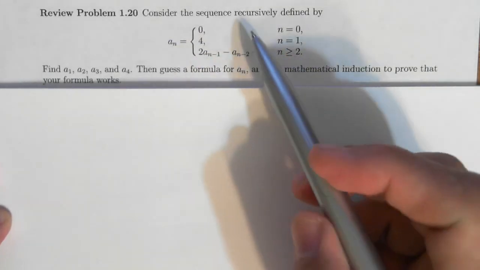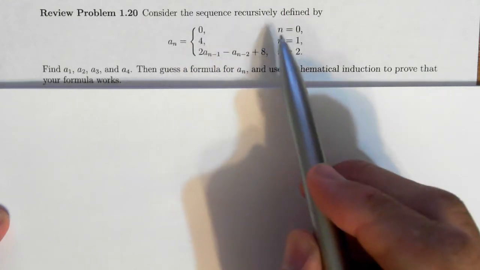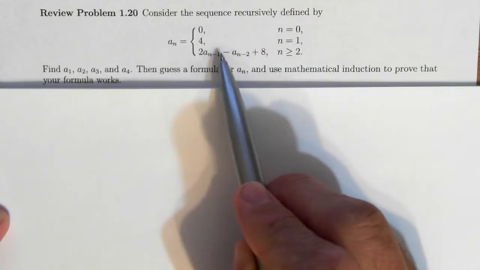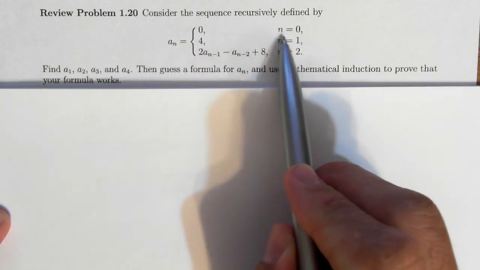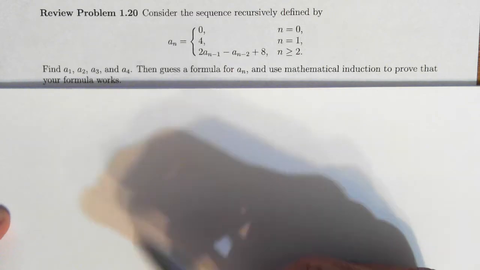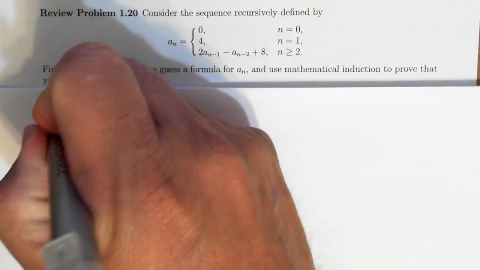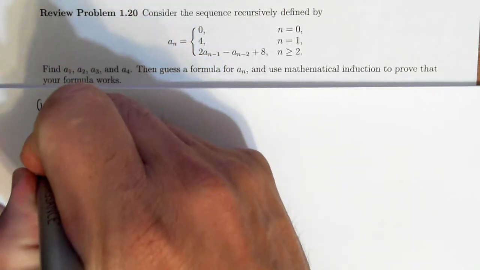Okay, for this problem we have a recursively defined sequence. If n equals 0, it's 0. If n equals 1, it's 4. And for anything other than the first two terms, we define it in terms of things that are 2 back in the sequence. So let's figure out the first few terms in the sequence. Clearly a sub 0 is 0 and a sub 1 is 4.